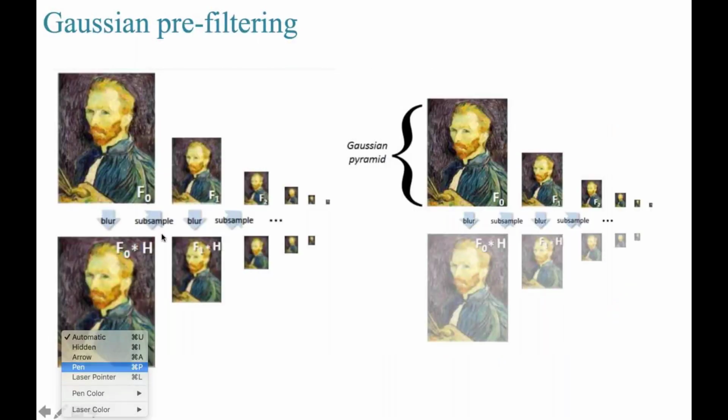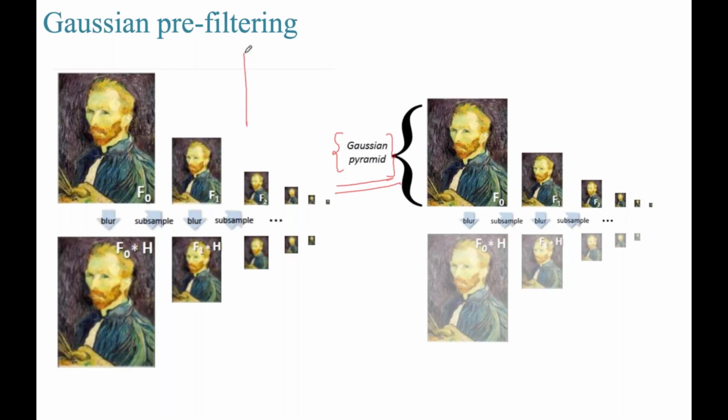So simple. You have an image, blur it, subsample. Blur, subsample, blur, subsample. When you keep doing that, you'll get something called a Gaussian pyramid. Right? A pyramid of your images. What is the advantage of this? It's used in image detection.